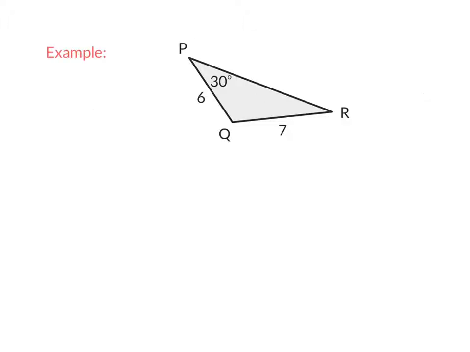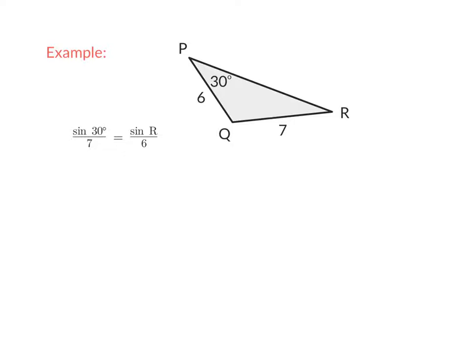So let's look at an example to show how this is useful. Let's assume you're given a triangle PQR, and you know that PQ is equal to 6, QR is equal to 7, and angle P is equal to 30 degrees. And you're asked to find the value of angle R. Well, here's a perfect case where you can use the law of sines. Using the data you have from this triangle, you could set it up and say that the sine of 30 degrees divided by 7 is equal to the sine of angle R divided by 6.